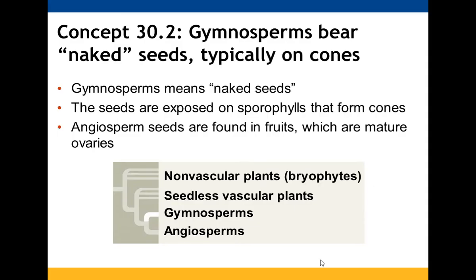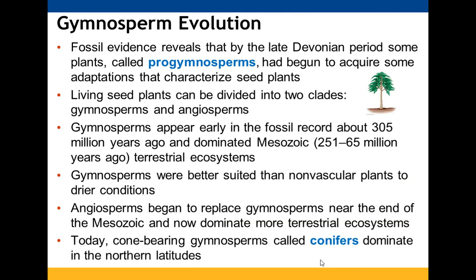Okay. And so we're going to focus first on gymnosperms, naked seeds. These are exposed on the sporophylls to form the cones, while the angiosperm seeds are found in fruits, aka mature ovaries. It's thought that progymnosperms first started to get some traits that would allow them to serve as seed plants back in the late Devonian period.